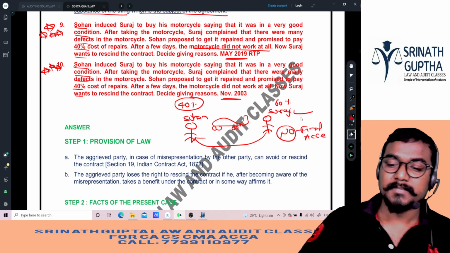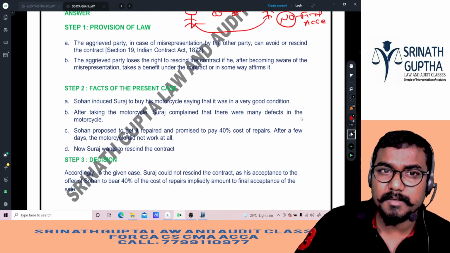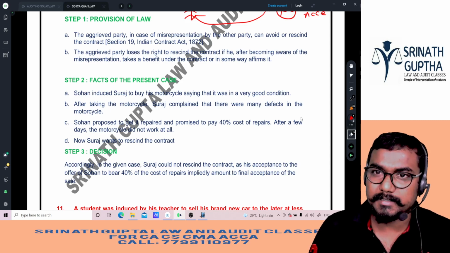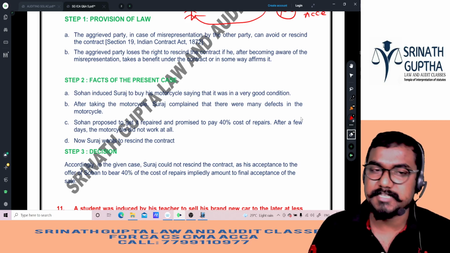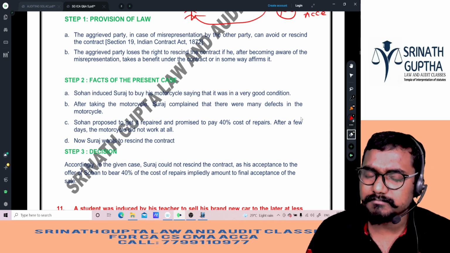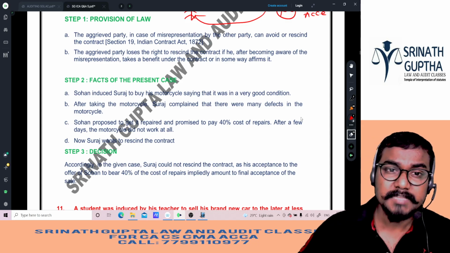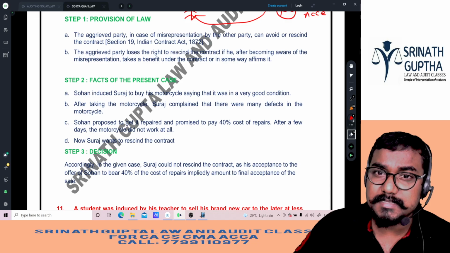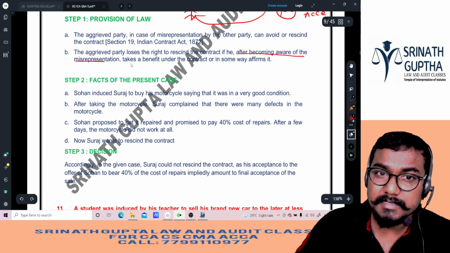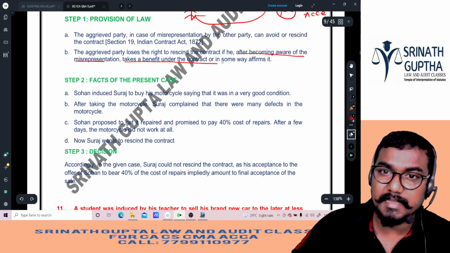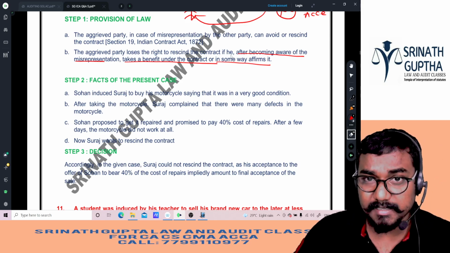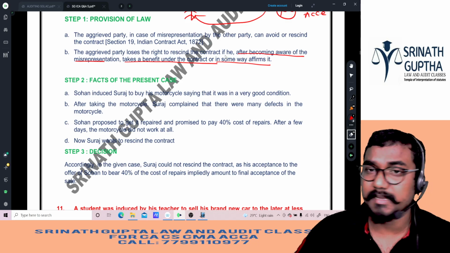Subsequently, he cannot rescind. So let us see the answer also. Important question, sir. Provision of the law: an aggrieved party in case of misrepresentation by the other party can generally rescind the contract. Yes or no, sir? Here the buyer can rescind, but the buyer said, give me 40%, I will not rescind. That is the final acceptance. The aggrieved party loses the right to rescind the contract if he, after becoming aware of the misrepresentation, takes a benefit under the contract in some way, affirms it. Here the buyer is accepting it. Subsequently, he cannot rescind it.